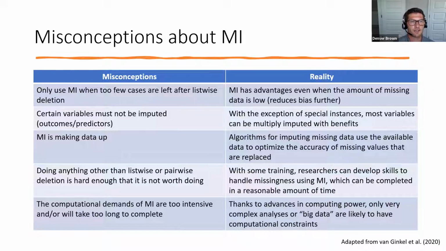Another misconception is that certain variables must not be imputed, whether it's outcomes or predictors. With the exception of special instances, most variables can be multiply imputed with several benefits to be reaped from it. So I've encountered people who have said you never want to impute sex or gender or race or ethnicity. There are certain instances where you might not want to, but for the most part, these could be predictors of missingness, and we therefore want to impute these and try and include more individuals within the sample and use as much information as we can to try and determine what their assigned value would be so that we can make better inferences for that specific category.